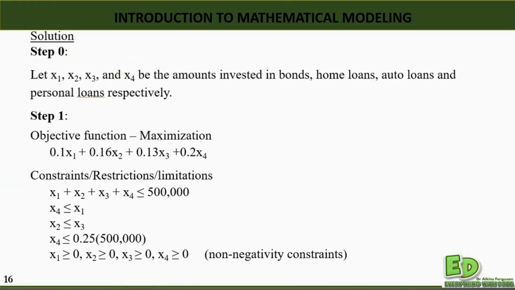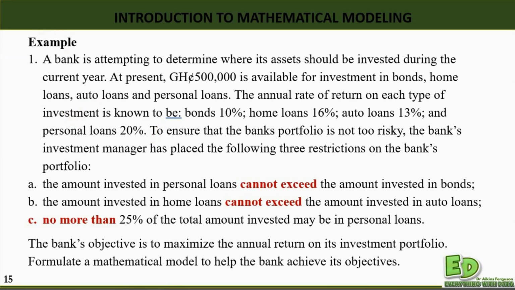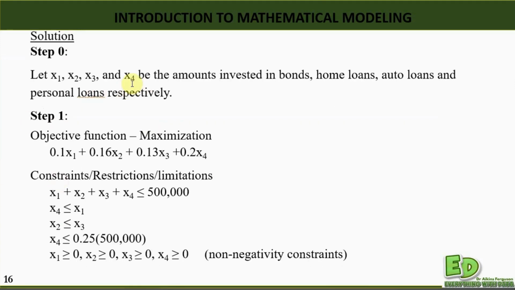Okay, so here, based on the question we have here, we would say that let X1, X2, X3, and X4 be the amounts invested in the bonds, home loans, and auto loans. Right? These are my decision variables. So based on what you are looking for, if it is 10, it will be X1 all the way to X10.